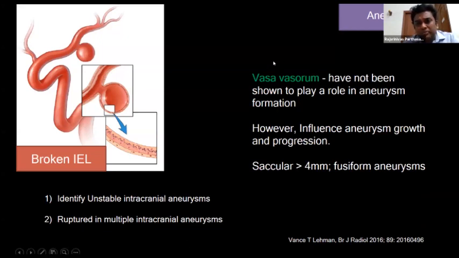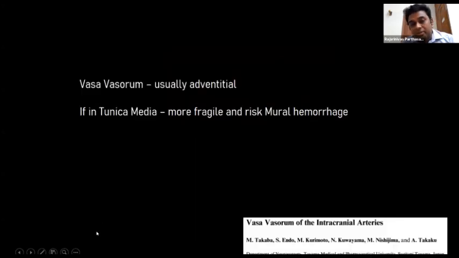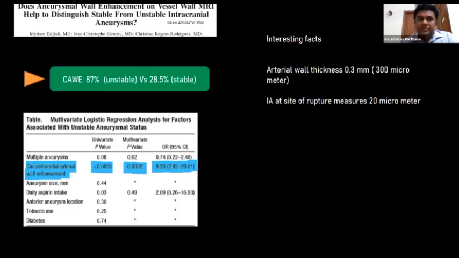We know vasa vasorum does not play a role in initiation, but does play a role in aneurysm growth and progression, particularly in aneurysms more than 4 millimeter and in fusiform aneurysms. It can identify unstable intracranial aneurysms, and whether it can identify the ruptured one among multiple intracranial aneurysms in a patient with subarachnoid hemorrhage. What we have also found is whenever there is vasa vasorum, not in the adventitia but in the media, it is more fragile and has a higher risk of hemorrhage, one of the pathogenic mechanisms in fusiform dissecting aneurysms. There's a paper which shows that if there is a circumferential arterial wall enhancement, then these aneurysms tend to be unstable.